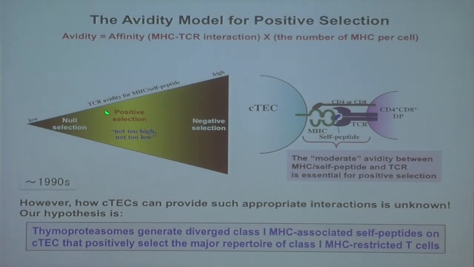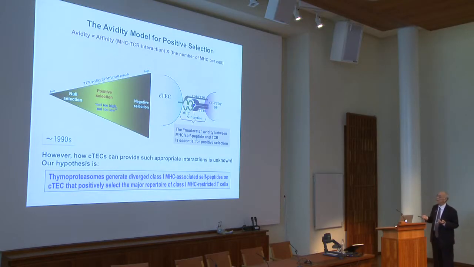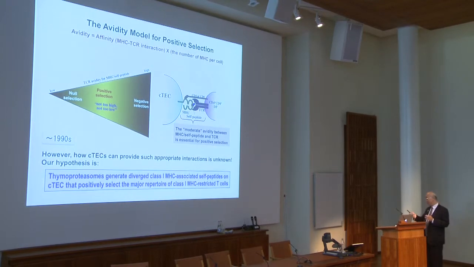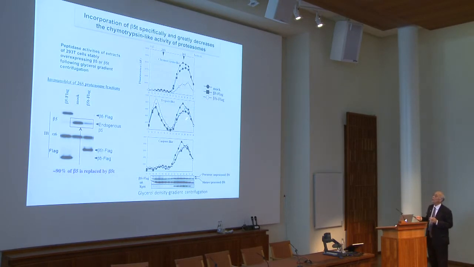So what is positive selection? People say this is an intermediate, moderate ability: the interaction is not too high, not too low. People have reviewed this model many times, but nobody has provided evidence. Our thymoproteasome may produce peptides fitting this mechanism. We tested this in cells.